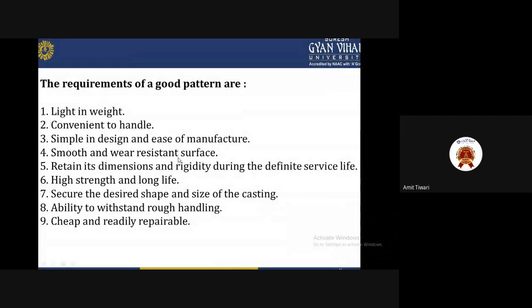Eighth is the ability to withstand rough handling. Obviously, it is a requirement of a good pattern for making a structure. And ninth is cheap and easily repairable. If some area of the pattern breaks, it can easily be removed and easily repaired. So there is no complication we will face in manufacturing the casting. These are the requirements of a good pattern, as I am discussing in the slide.